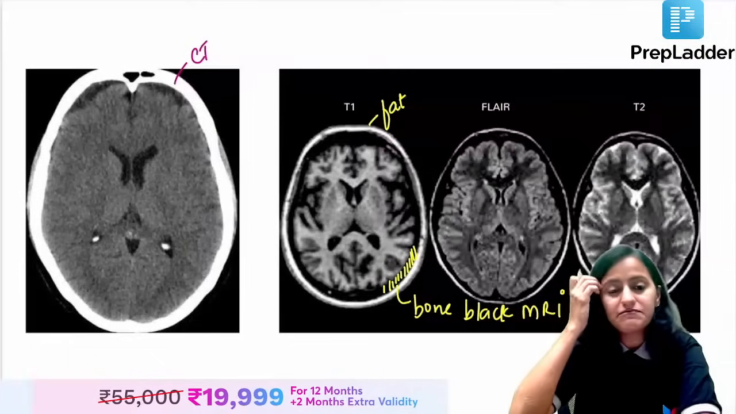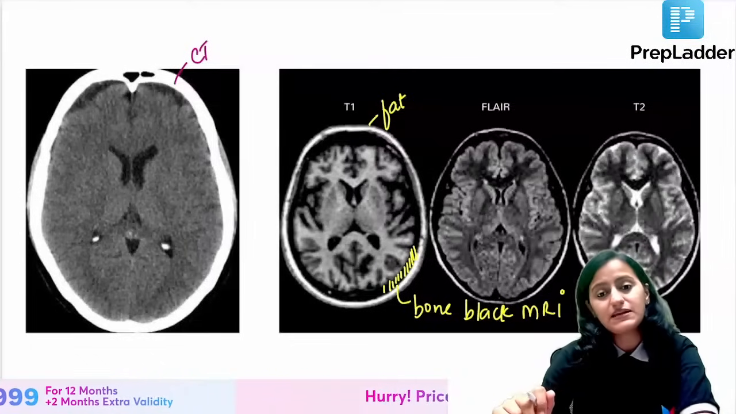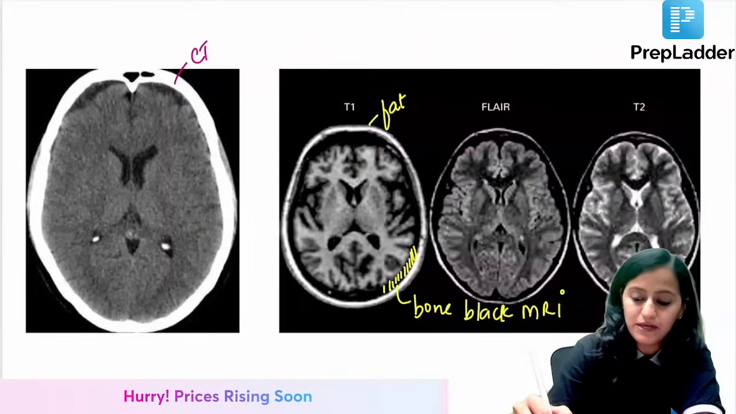Now, how do you identify the MRI sequences? Very, very important. We have discussed this in our videos as well.